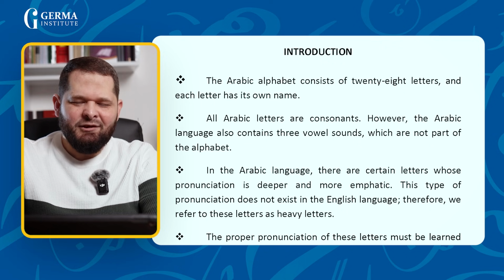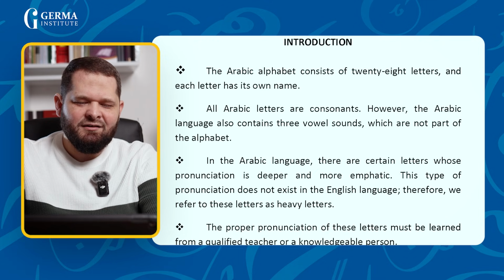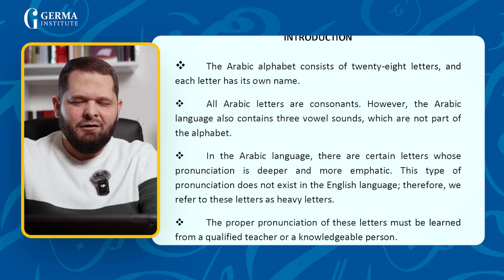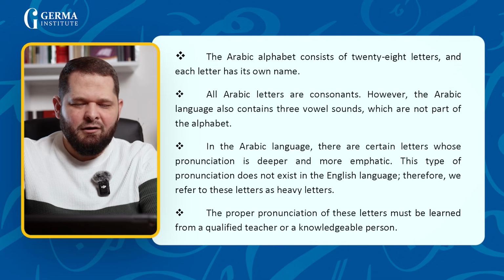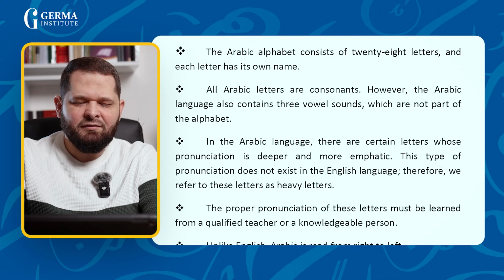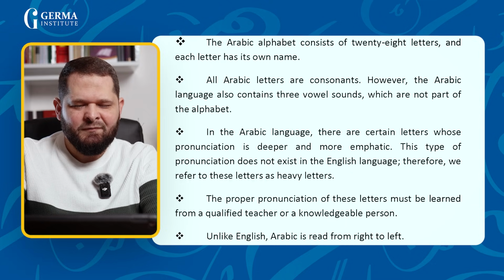The Arabic alphabet consists of 28 letters, and each letter has its own name. All Arabic letters are consonants. However, the Arabic language also contains 3 vowel sounds, which are not part of the alphabet.